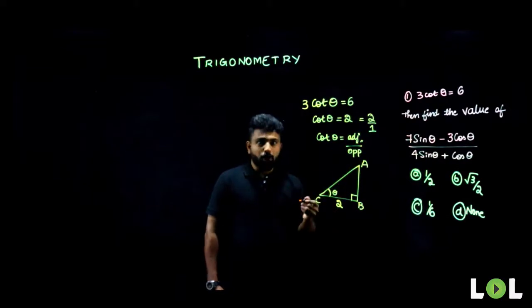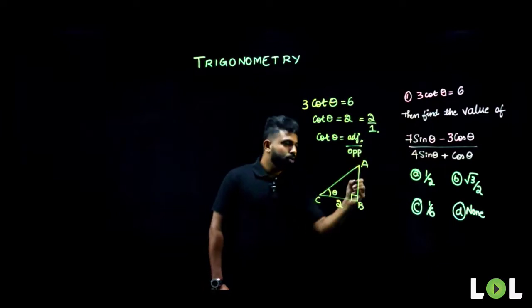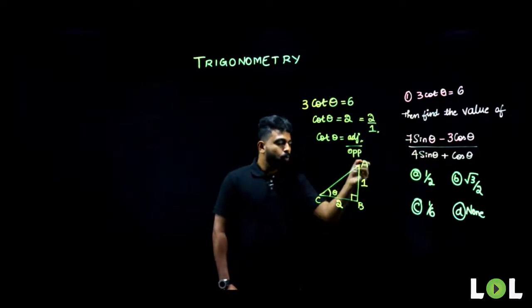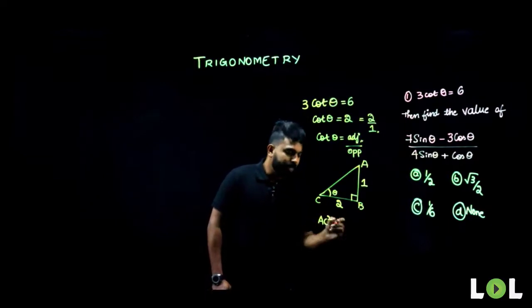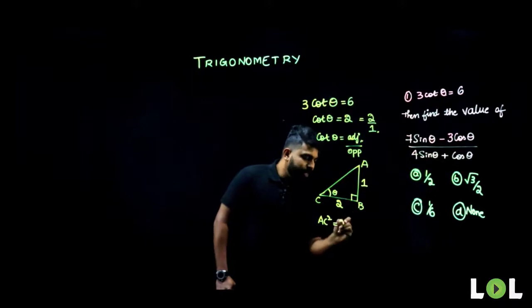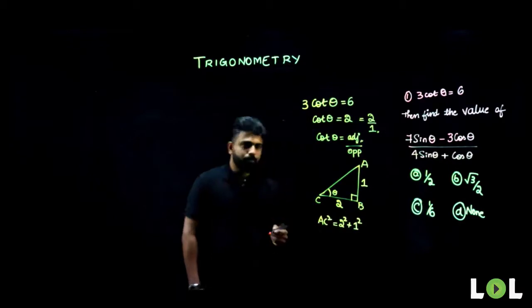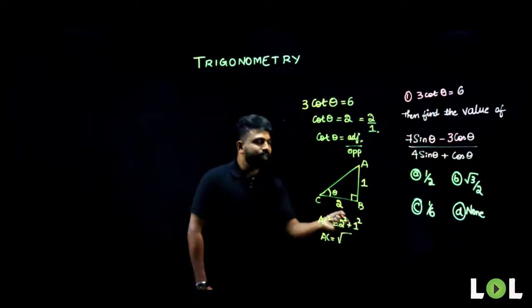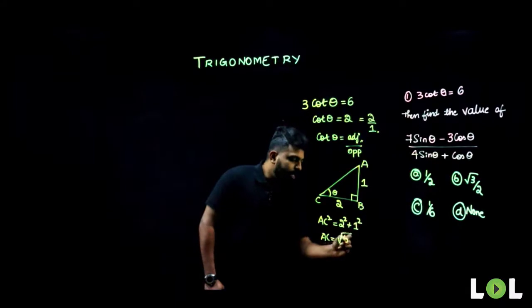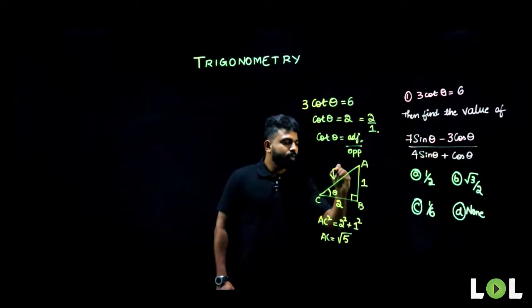Now which is my opposite side here? Opposite side will be AB and the value of opposite side will be 1. So I can consider this to be 1. Now what will be the value of AC? If I use Pythagoras theorem, I'll get AC square as BC square, that is 2 square, plus AB square, that is 1 square. So what will be the value of AC? Value of AC will be the square root of this value. 2 square is 4 plus 1 square is 1. So this will be root 5.